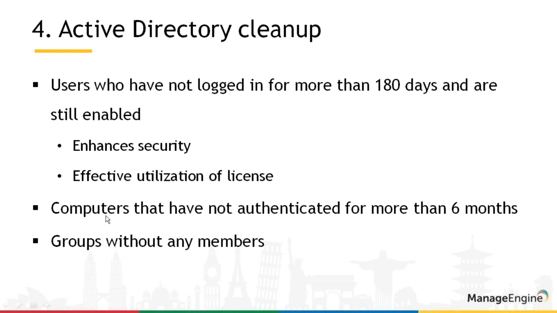And the second category of cleanup is going to be about computers that have not authenticated against your DCs for more than 6 months, because if you have such computers, and especially if they are unpatched, you know what could happen. And we are currently seeing what could be the drastic effect of such computers. To be more specific, we are talking about ransomware here. So monitor such computers and make sure that they are no longer there in your organization.